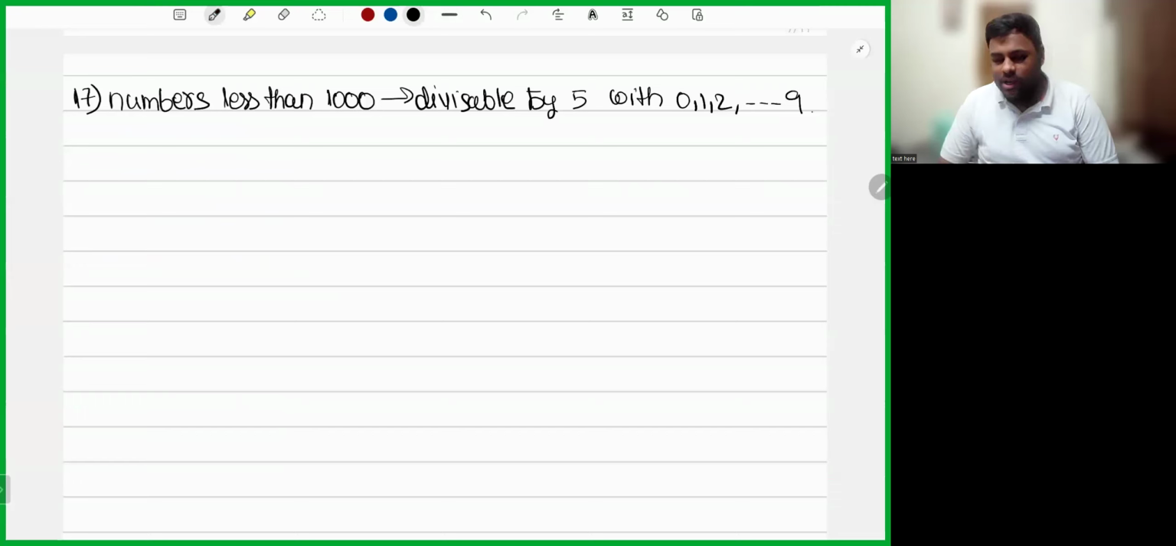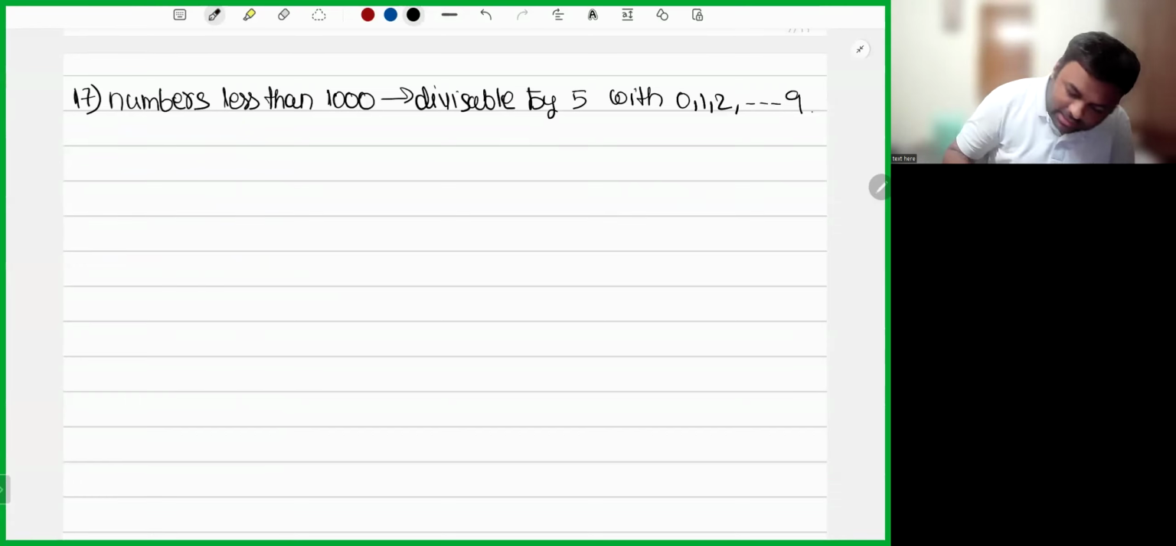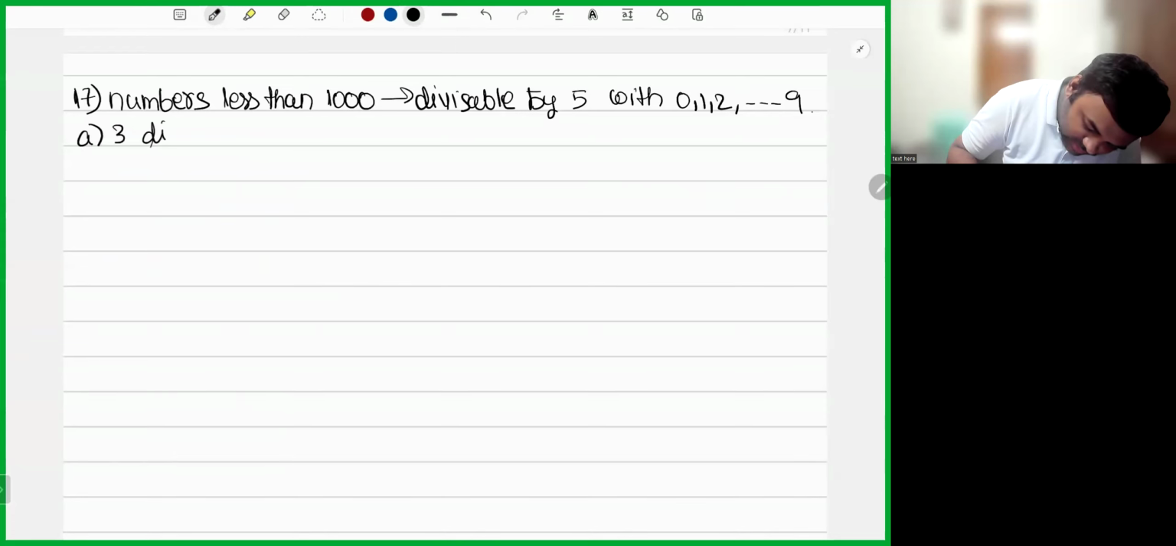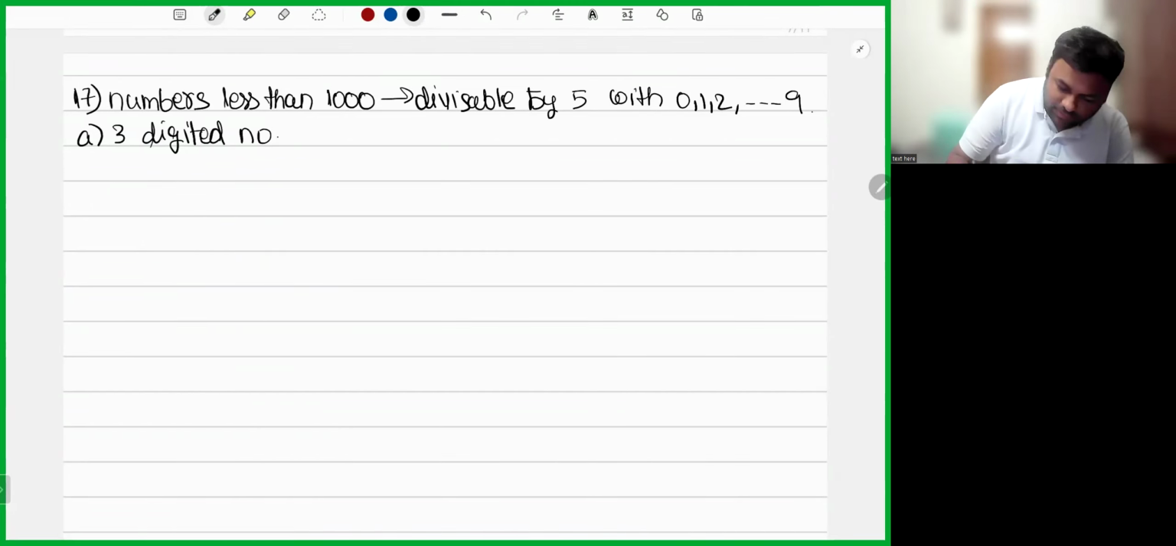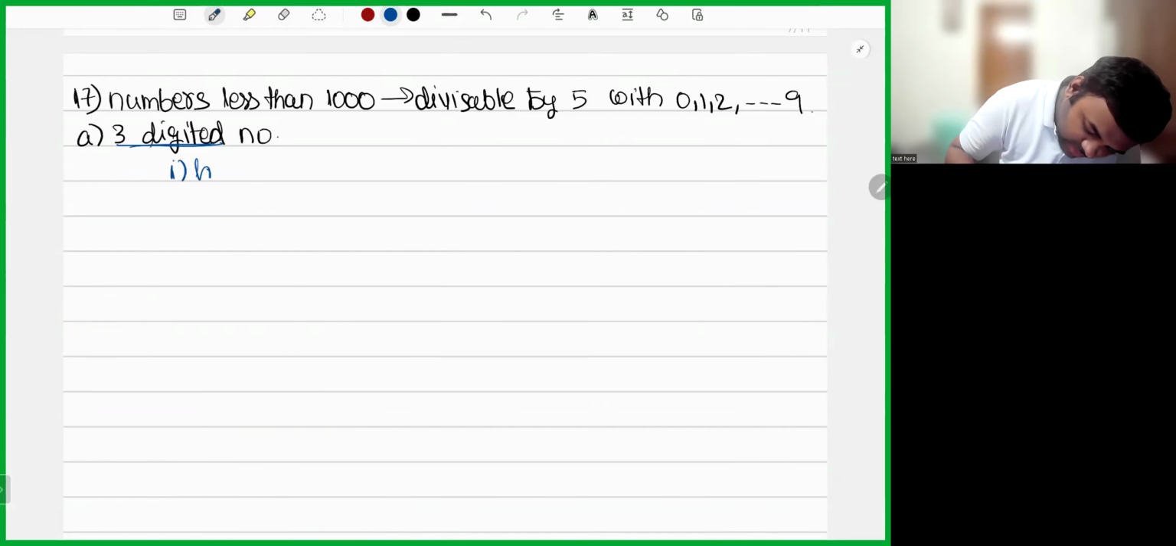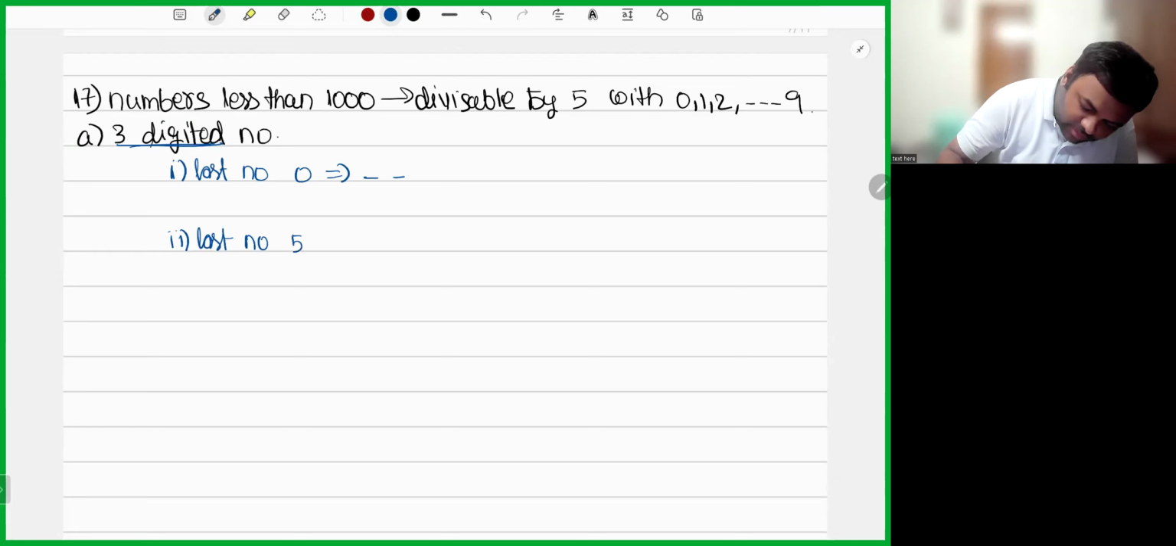Numbers less than 1000 divisible by 5. What are numbers less than 1000? You can have a 3-digit number, you can have a 2-digit number, or you can have a 1-digit number also. A 3-digit number is divisible by 5 when? First, last number 0 or last number 5. I want a 3-digit number.